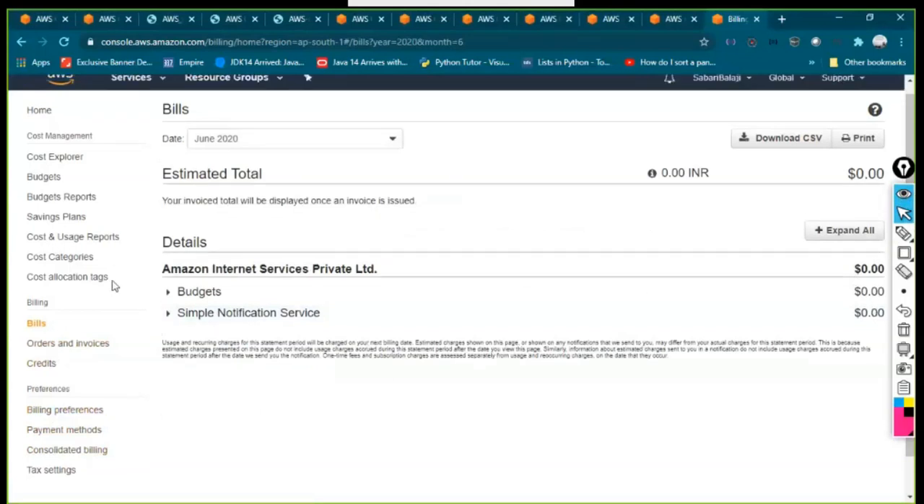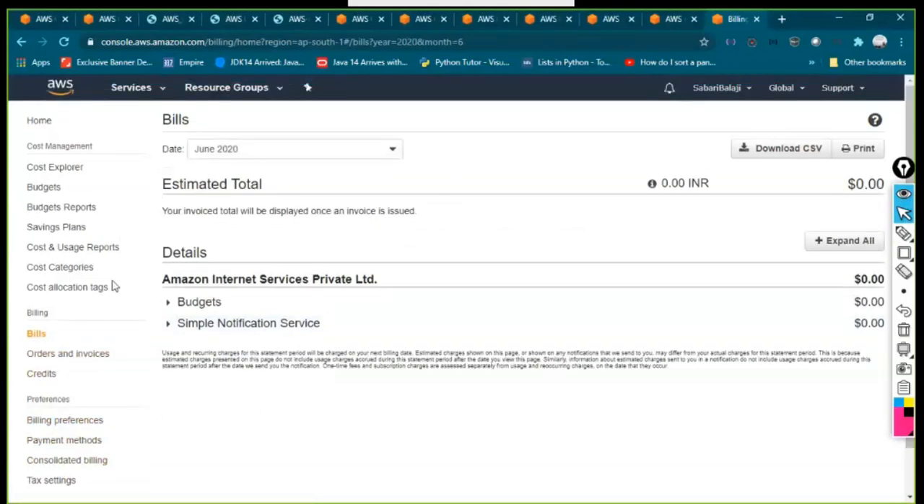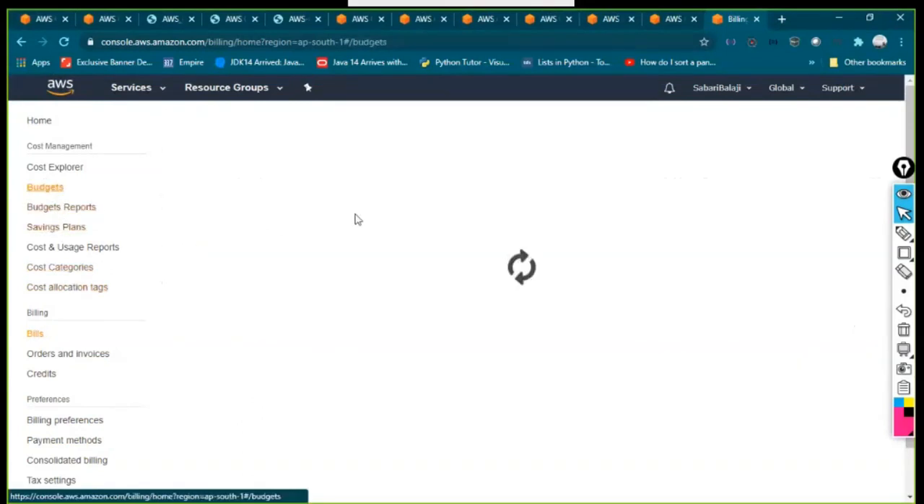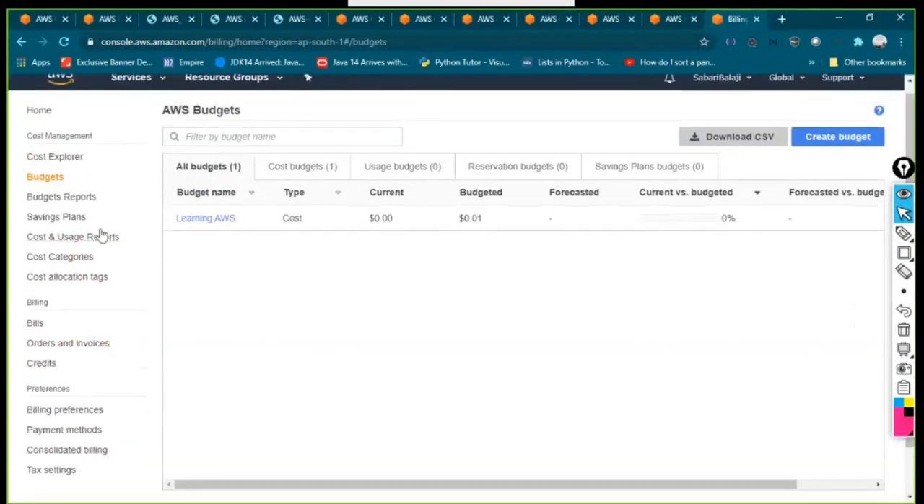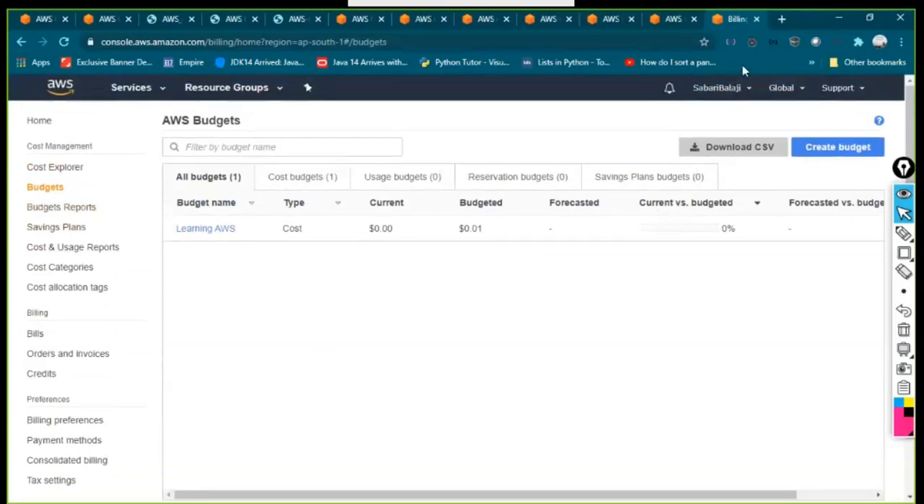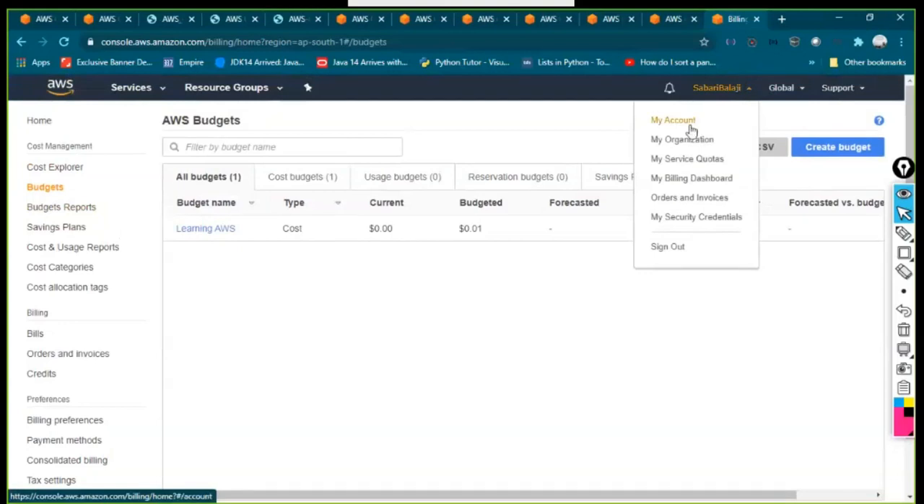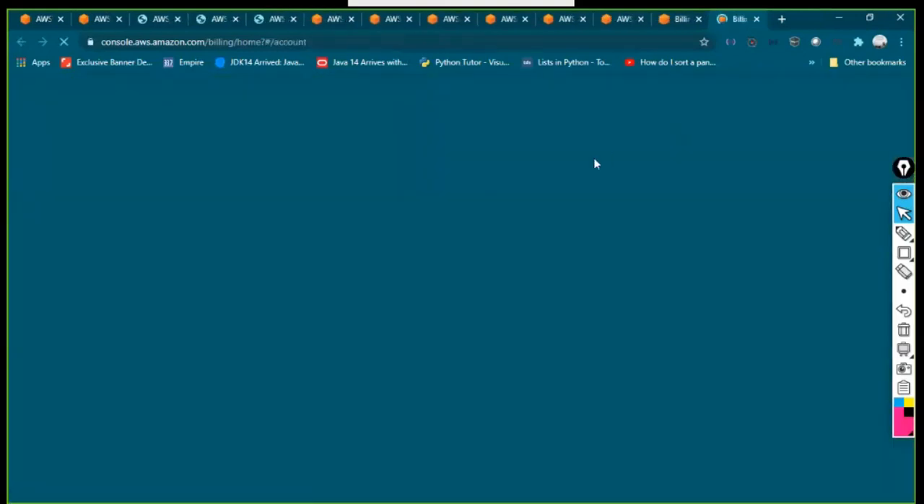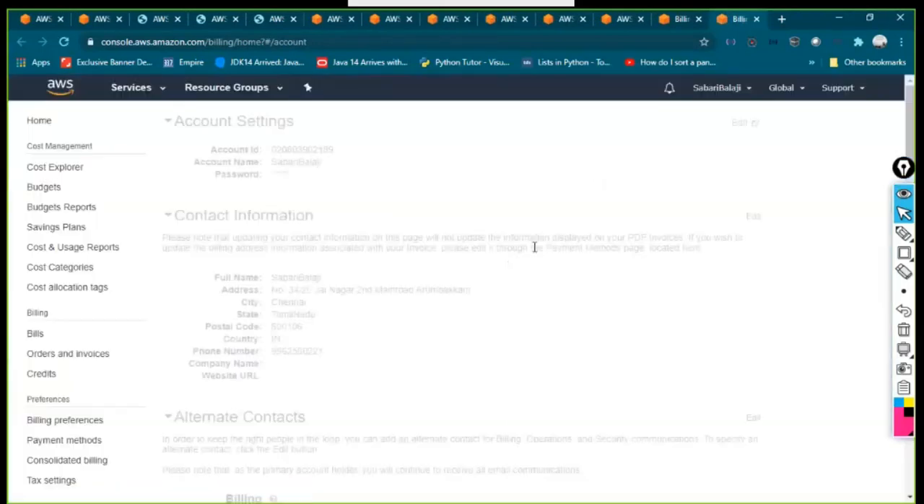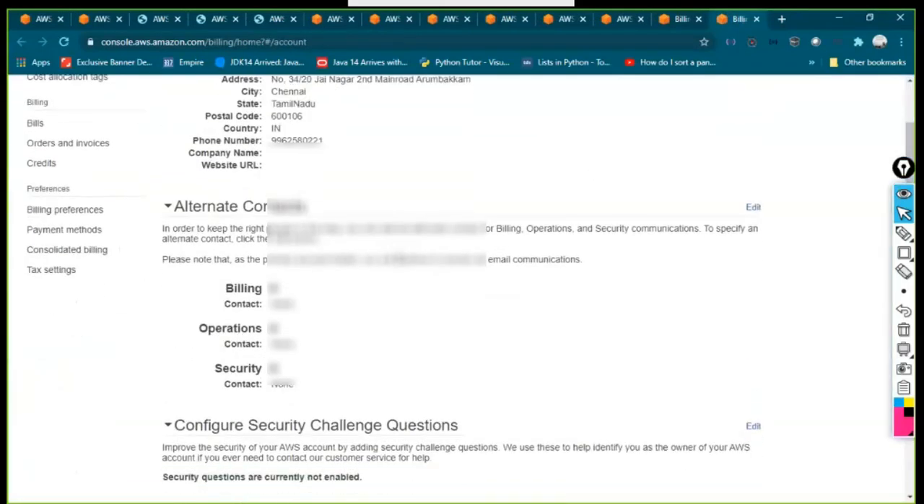There are no costs being incurred in any of the services. Practically I haven't used many of the services, so that's why. And budgets, you can see budgets. All these are billing related information. Now I can go to my account. The My Account option will redirect to another page. This is my complete account details.